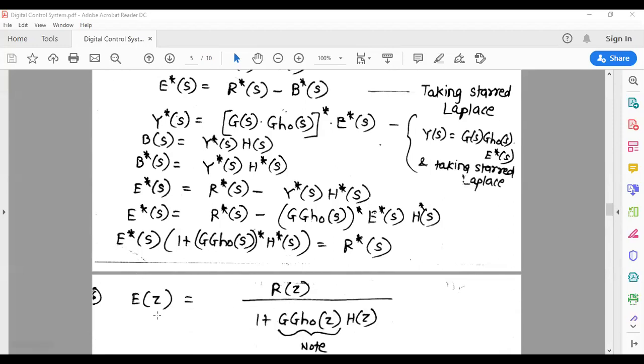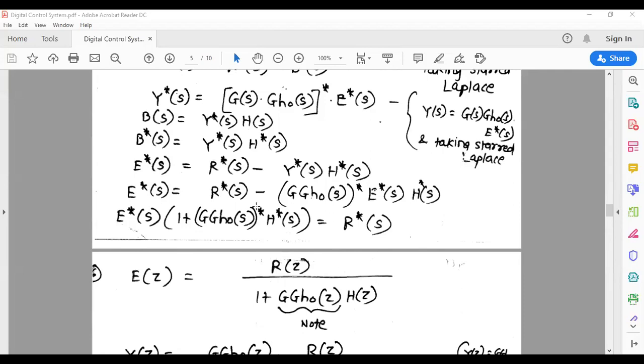So I hope even this part is not a problem, which we have written. I hope you have been able to understand E star of s, which is E of z. R star of s is nothing but R of z, and this particular equation is nothing but 1 plus, I mean, we are just writing it as a star function. So 1 plus this star into this star is nothing but your Z transform. If you remember, we defined the pulse transfer function as star by star or even the Z transform. So I hope you have understood this last step that we have written.